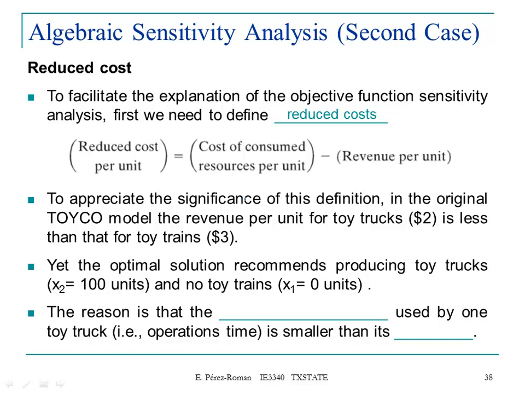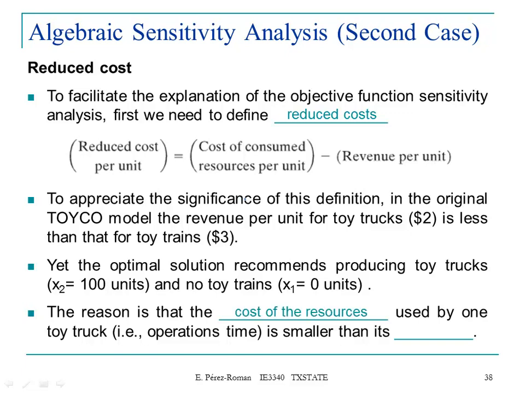So even though you have more revenue by producing trains, you are not producing trains. Your optimal solution is telling you it's better for you to produce more of this one, even though your revenue is less. So this is what the slide is saying, that the optimal solution recommends producing toy trucks. The optimal solution is telling you 100 units and no toy trains.